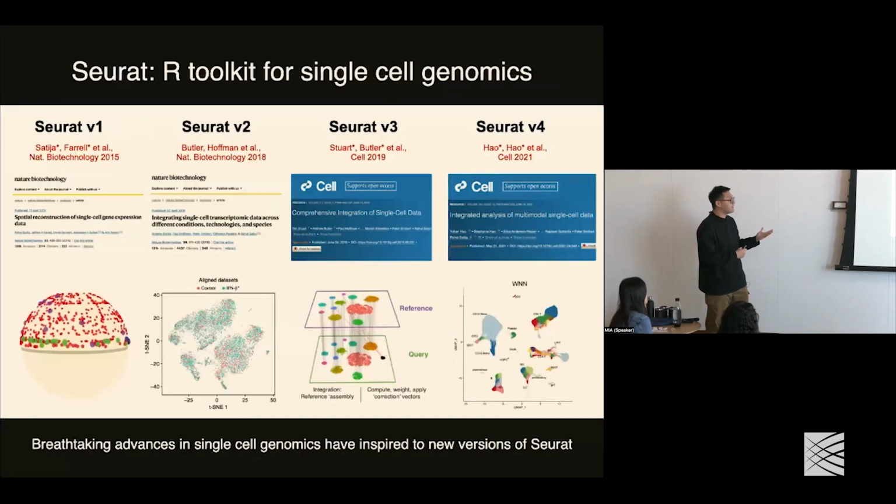That is what motivated Rahul, at that time a postdoc at the Broad. He created the first version of Seurat. As we all know, scientists are not satisfied with current technology. We're always seeing new fancy technologies that give us a better understanding of cells. That also motivated us to create new versions of Seurat, with new statistical models to help people interpret those data better and learn more about the biology.